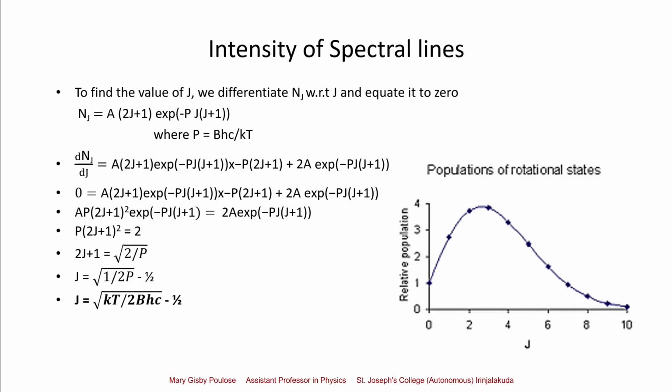Substituting for p in terms of the rotational constant, we had just taken this substitution for ease of the calculation. So substituting back, we get J equals root of kT by 2BhC minus half. Now, the transition from this particular J level will have the maximum intensity.